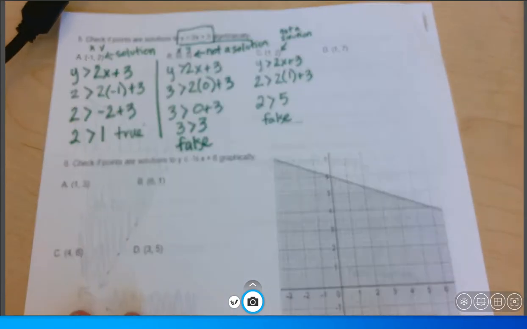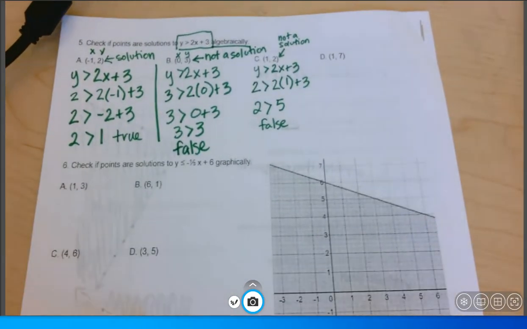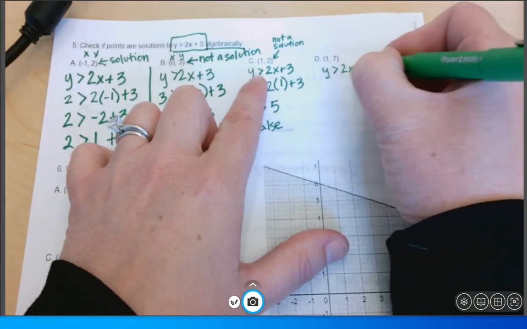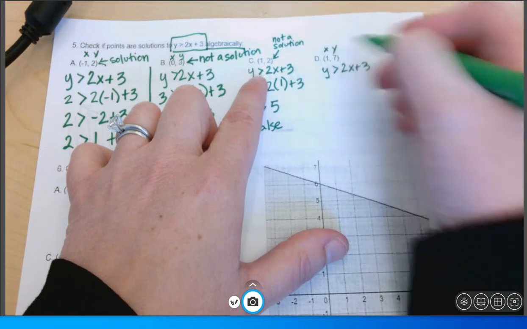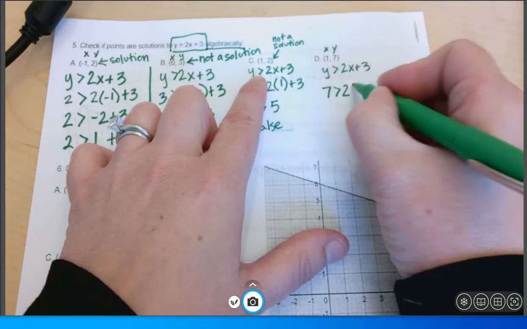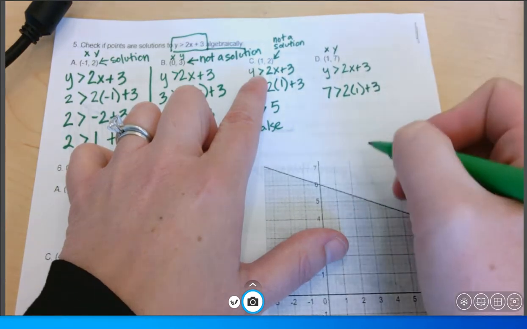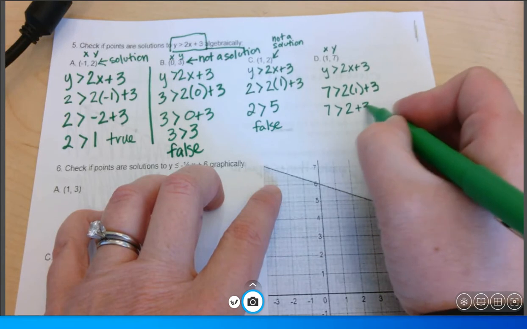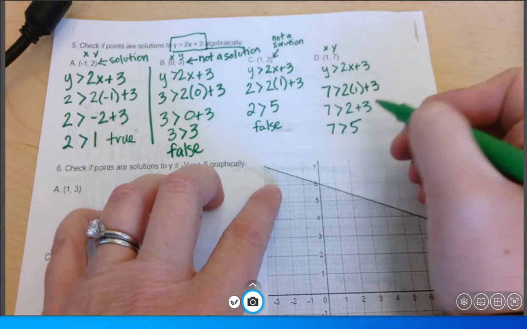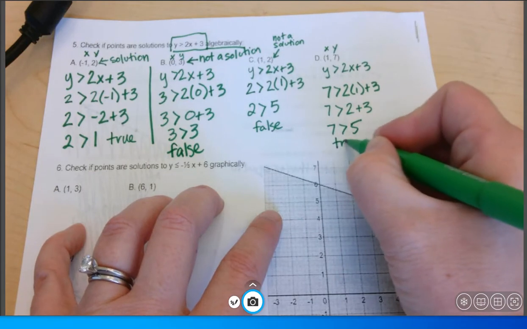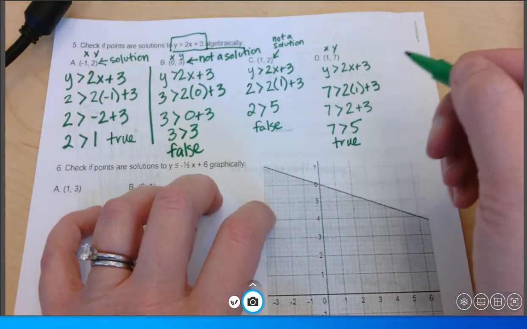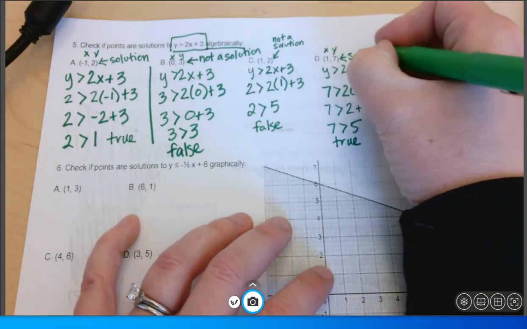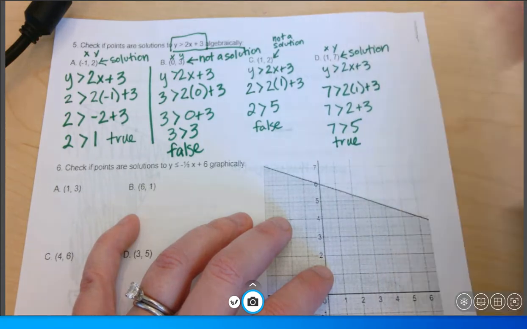All right, one more, and then we get to do the easier ones, the graphical ones. All right, so still starting with y is greater than 2x plus 3. I am substituting in. And I get 7 is greater than 2 plus 3. 7 is greater than 5, which is true. What does that mean? The point is a solution. Well done.